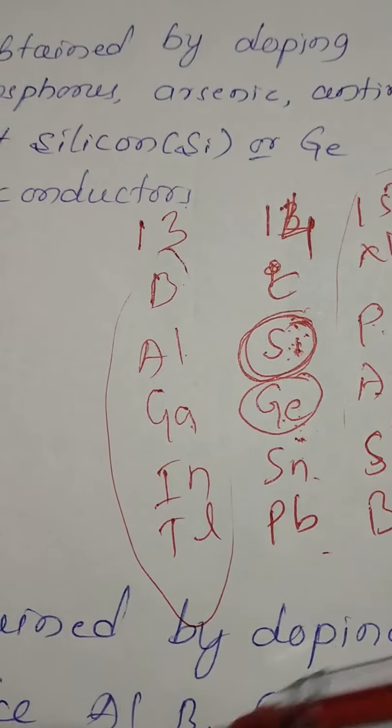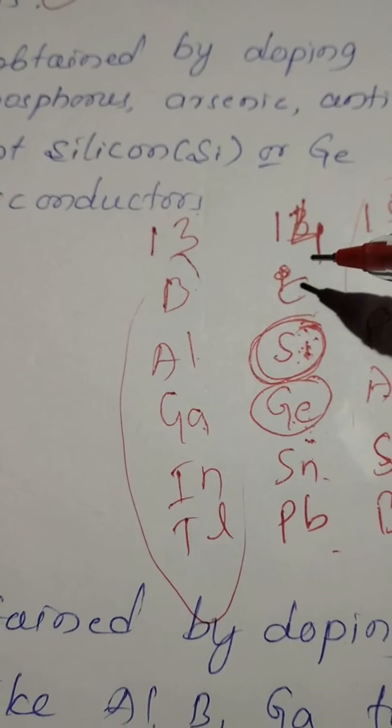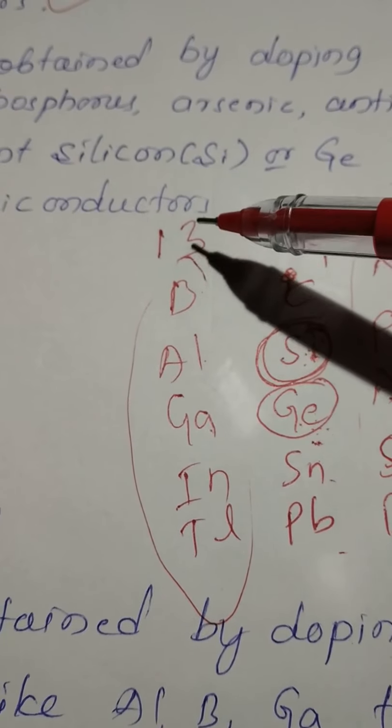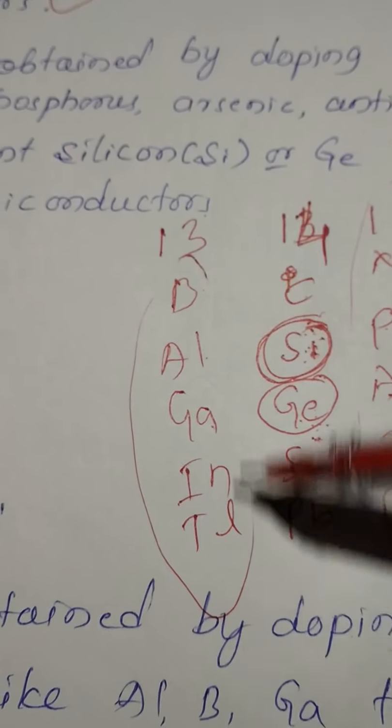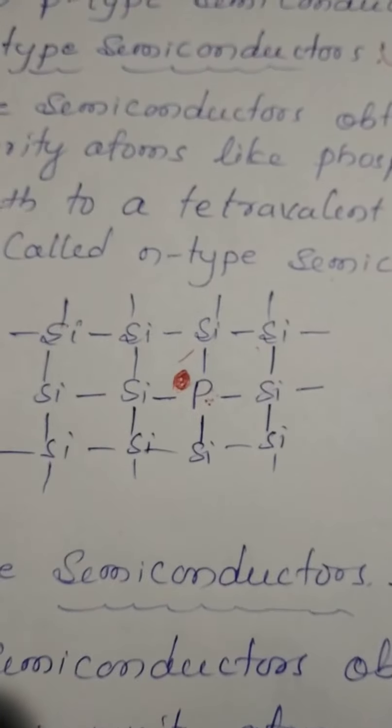And the group 13 elements are called electron deficient impurities. If silicon or germanium are doped with electron deficient impurity such as boron, aluminum, then we get a p-type semiconductor. First I'll explain n-type semiconductors here.